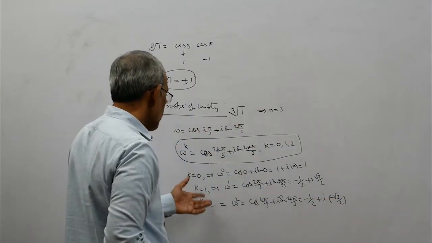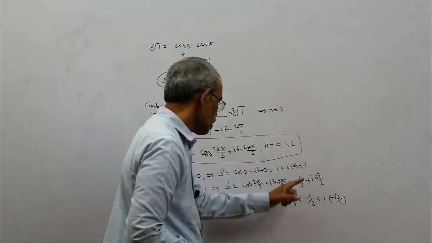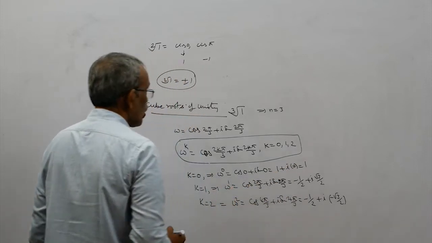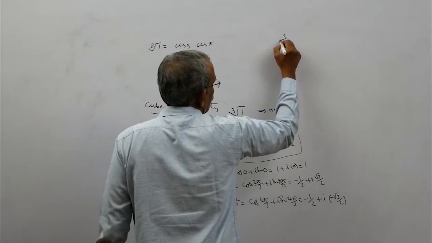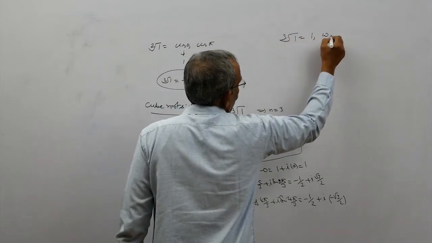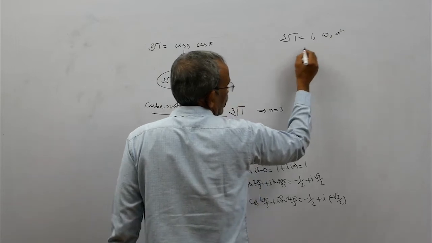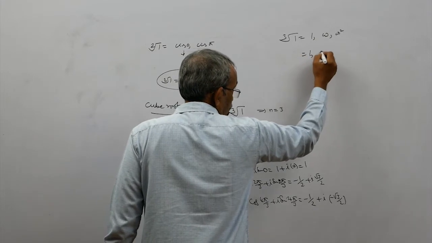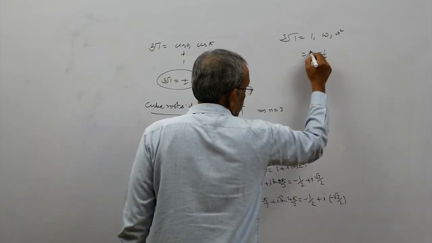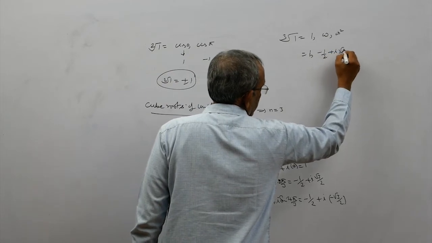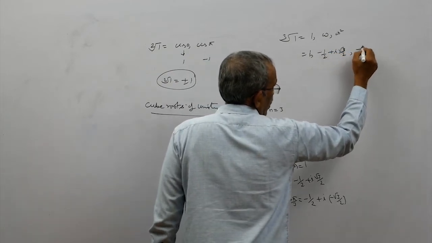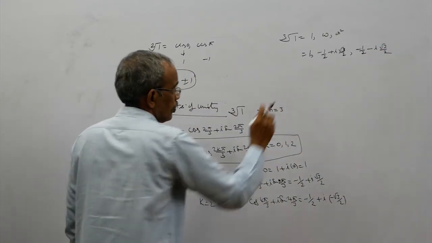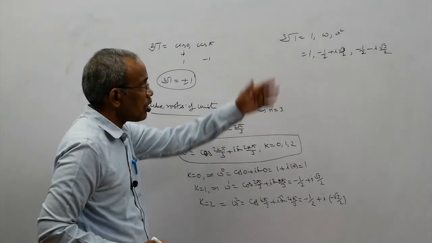So cube roots of unity are 1, omega and omega square, since we learned that omega power 0 is equal to 1. Here omega means minus 1 by 2 plus I root 3 by 2. Omega square equal to minus 1 by 2 minus I root 3 by 2. These are the cube roots of unity.